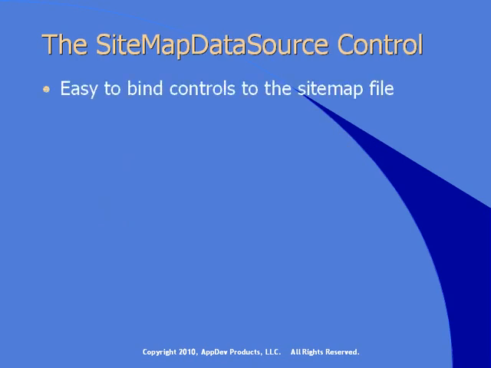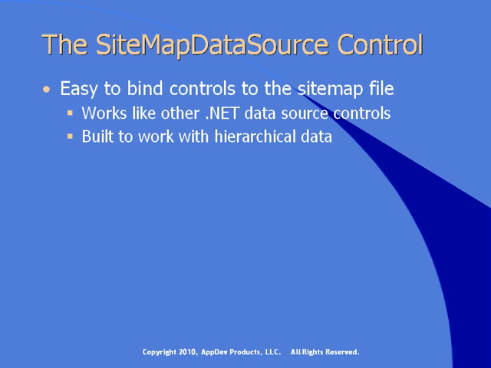The sitemap data source control makes it very easy for you to bind controls such as the menu and tree view control to an XML sitemap file. If you've done any kind of data access within ASP.NET, or in fact any kind of .NET application, you've seen equivalent data source controls for reading SQL databases, for example. This is the same sort of idea. So it's like other .NET data source controls, except that it's built to work with hierarchical data. That's the biggest difference. Most of the other data source controls in .NET were built to work with relational data.